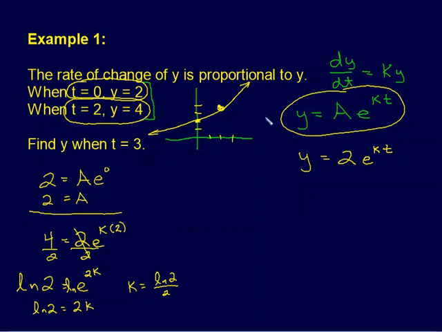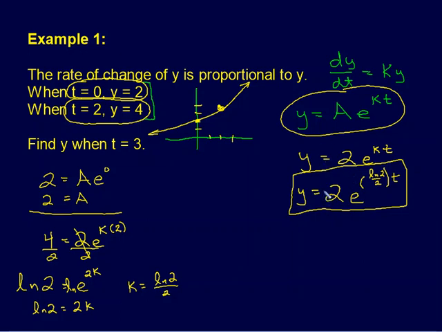Now I can go ahead and write my final model, y equals 2 e to the power of, now it gets a little bit cumbersome to write it all down, but it's the natural log of 2 over 2 times t. So this expresses y as a function of time. Quite often on an AP test, that's what they really want you to do, do all this work to come up with what is the function for y. And now you have it, okay?